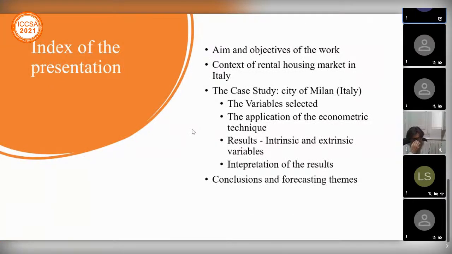The presentation was organized as follows. First, we express the aim and the objectives of the work, and then we describe a little bit the context of the rental housing market in Italy, and then we go to the case study with the selection of variables and the application of the econometric technique. Then we interpret the results, and we define some conclusions.